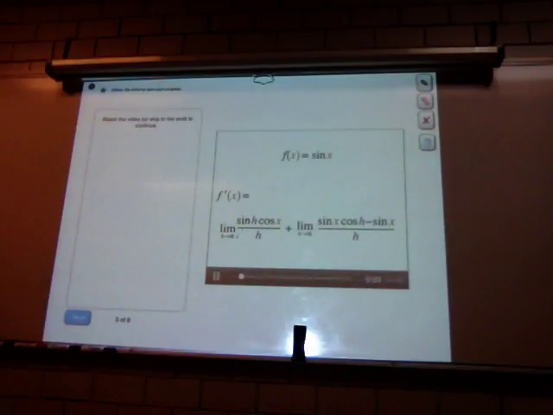Nicely done. We're taking the limit of this expression as h goes to 0. X has nothing to do with this limit. So we can pull the cosine x term outside the limit. So now we have this expression here, the limit as h goes to 0 of sine h over h. What does this limit equal?